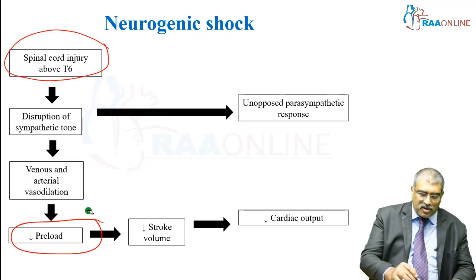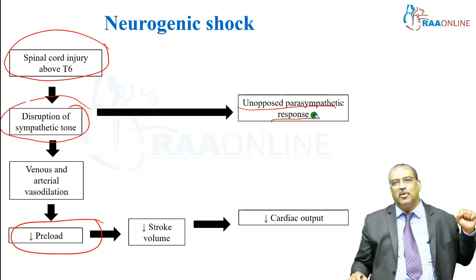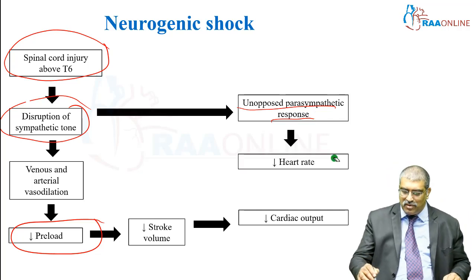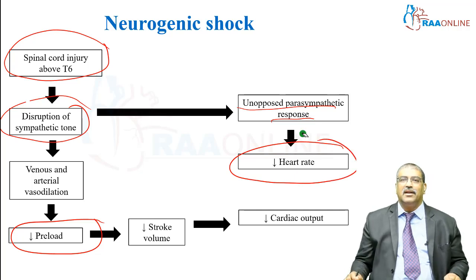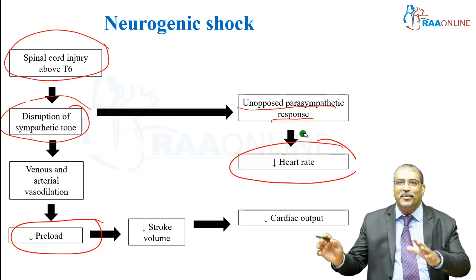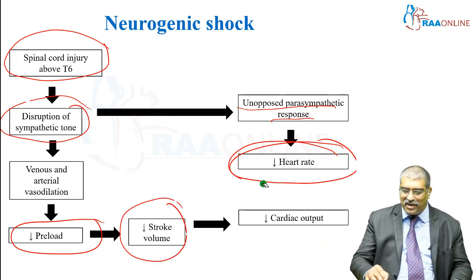This disruption of sympathetic tone leads to unopposed parasympathetic activity. Your parasympathetic is overactive, which leads to decreased heart rate. Normally, cardiac output is the multiplication of stroke volume and heart rate. In neurogenic shock, you have decreased stroke volume, you have decreased heart rate.